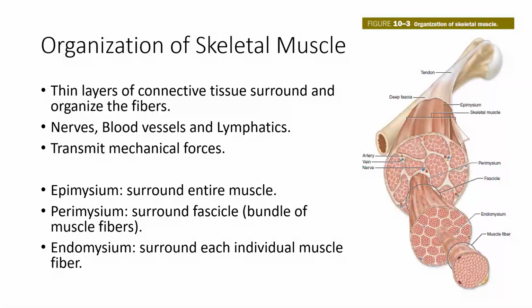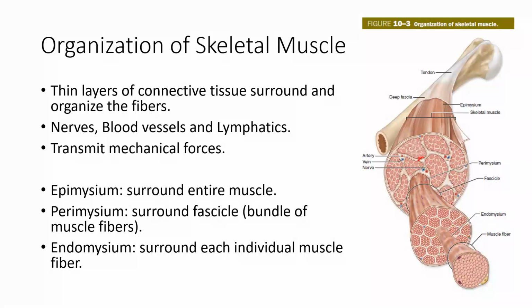Then if we look at the organization of the skeletal muscle, these muscle fibers are covered by connective tissue in an organized manner. And within this connective tissue, you find nerves, blood vessels, and lymphatic tissue. And they also help to transmit forces. Contraction forces are transmitted from one muscle fiber area to other nearby areas through this connective tissue.